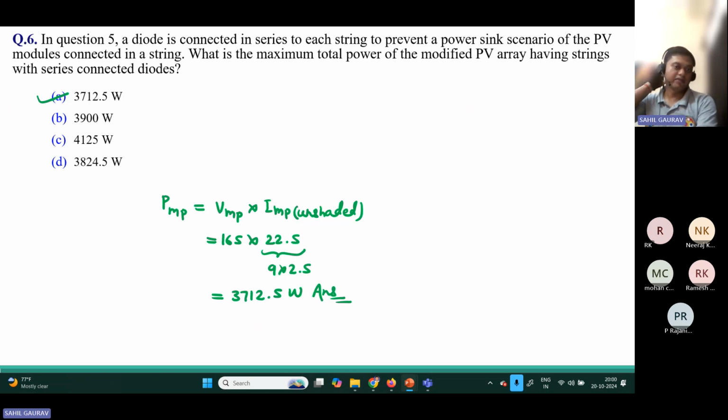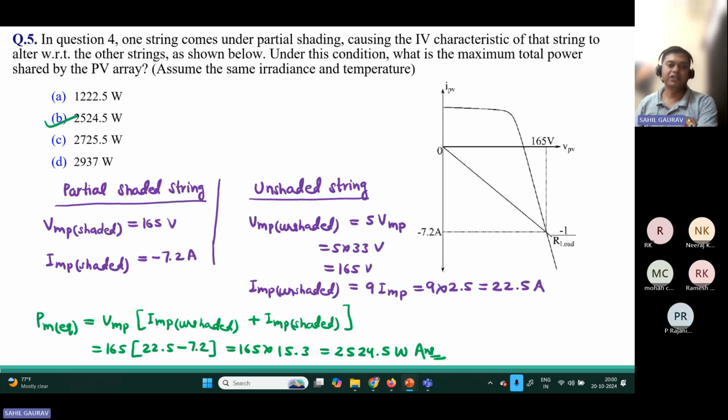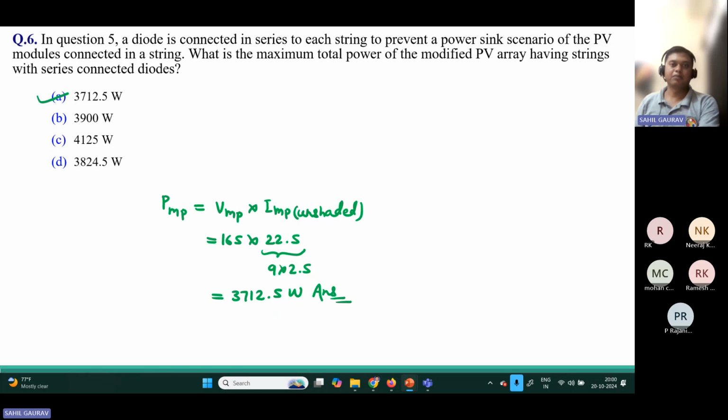So I hope you got about this parallel and series connection of module. This is quite a very easy problem. For the shading part, you have to take care that the power will be less, and one part will act as a sink. Therefore, something should be subtracted. If there is parallel connection, then the current should be subtracted. If there is series connection, then voltage should be subtracted. And you will get the total power from the PV array.